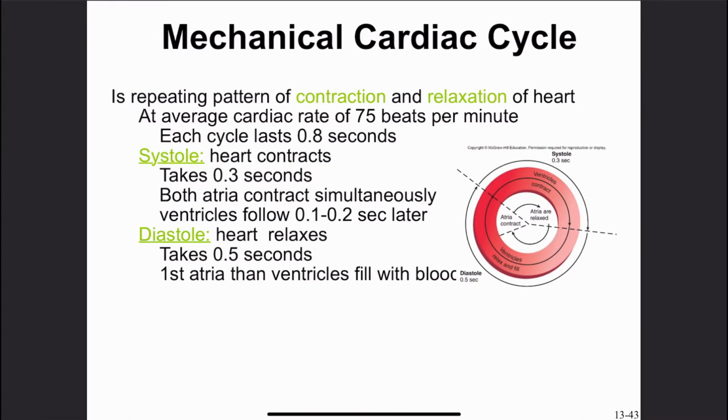So the cardiac cycle is the repeating pattern of contraction and relaxation of the heart. On average, the cardiac rate is about 75 beats per minute, with a range of about 50 to 90 beats per minute. Someone who is more athletic may be on the lower side of that. Each cycle lasts about 0.8 seconds, and we use the words systole and diastole to discuss this.